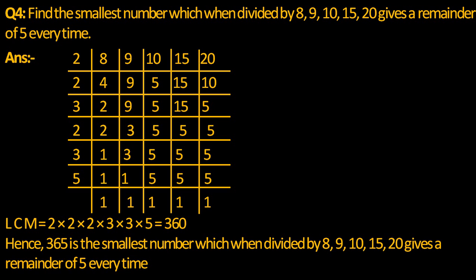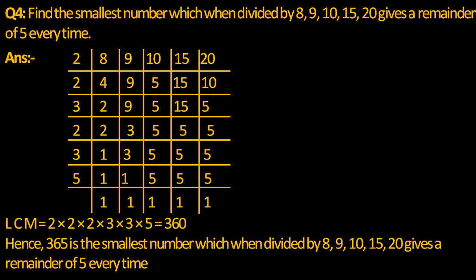Now 20. 2 10s are 20. Now we have the numbers as 4, 9, 5, 15, 10. Again we'll begin with 2. 2 2s are 4. 9, 5 and 15 will be taken down and 2 5s are 10. Then we'll take 3. 2 cannot be divisible by 3. We will take it down. 3 3s are 9. 5 is taken down. 3 5s are 15. Again 5 is written down.